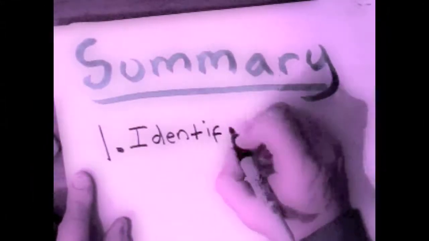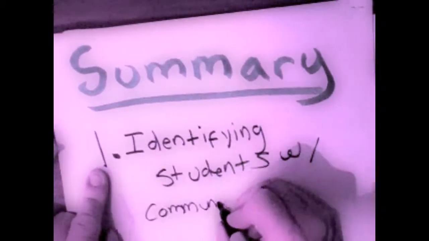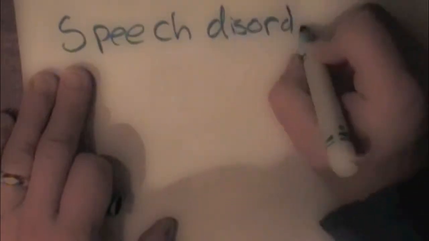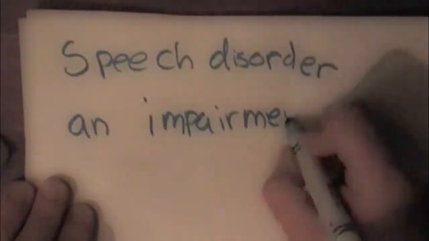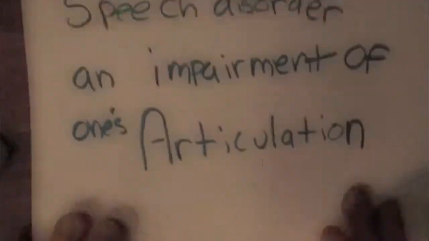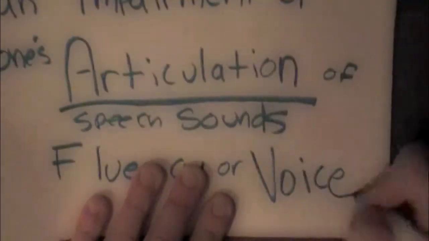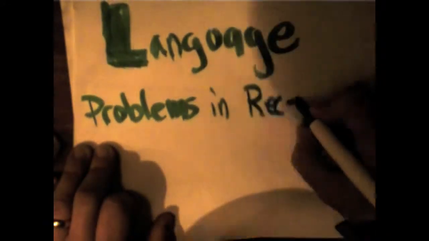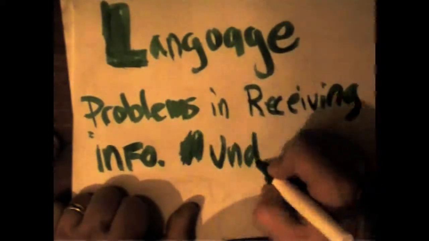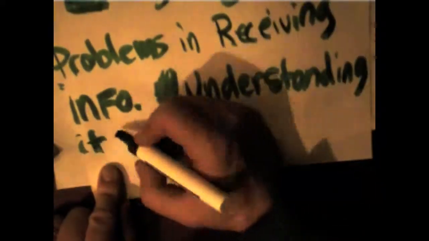Summary for Chapter 6. Number 1. Identifying students with communication disorders. A speech disorder is an impairment of one's articulation of speech sounds, fluency, or voice. A language disorder reflects problems in receiving information, understanding it, and formulating a spoken, written, or symbolic response.